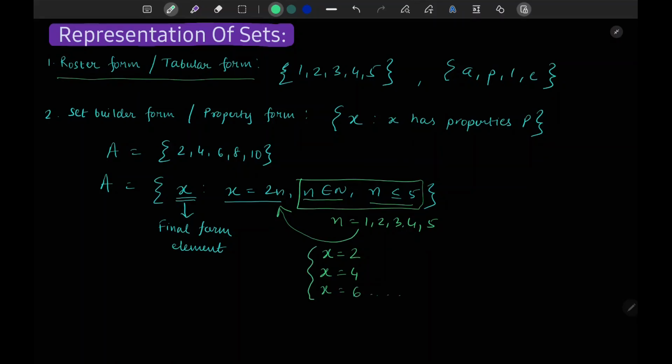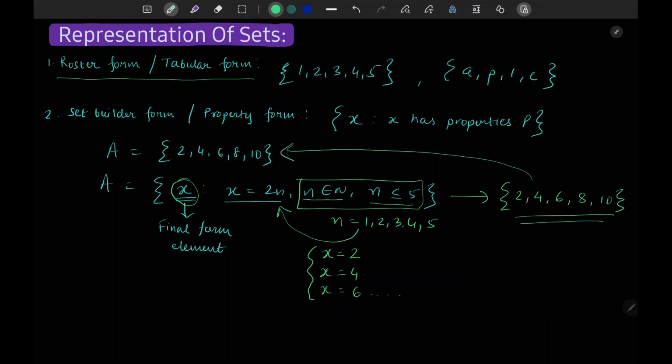After getting the values of x, since the final form of the element is also x, from this we can get the set in the roster form. The first element will be 2, second element will be 4, third element 6, fourth element 8, and fifth element is 10, which gives us the set of all the even numbers less than 12.